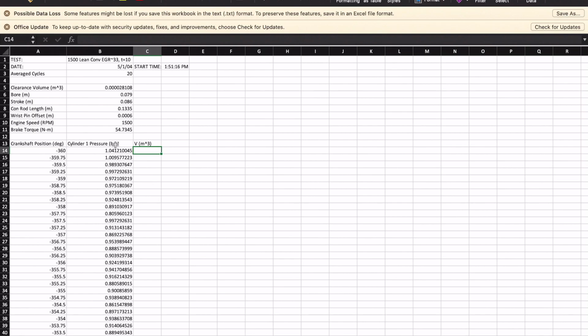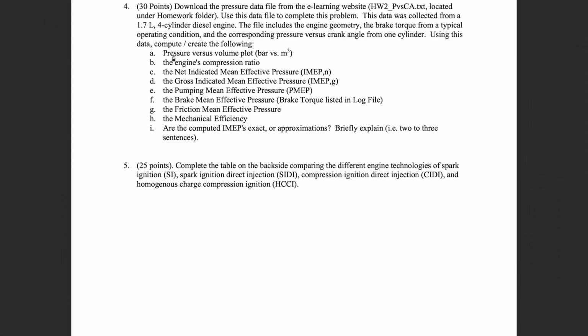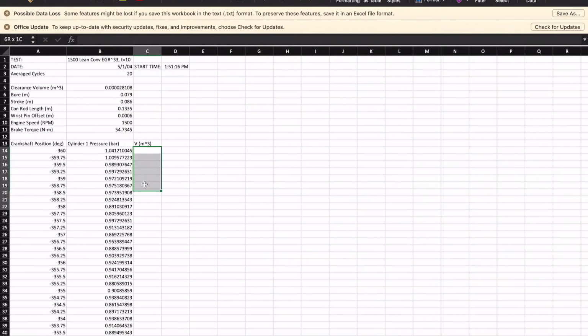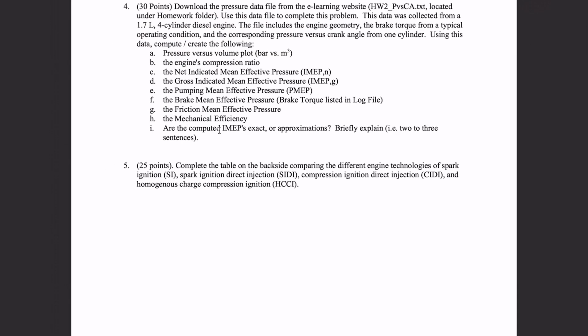So then, of course, once you have pressure and volume, now you can complete part A, which is just the pressure versus volume plot. Part B is the engine's compression ratio, right? That's just the maximum volume divided by the minimum volume. And again, you're going to want to use the data that you calculate in the spreadsheet. And so you can just use the max-min function. If you're using Excel, for example, you can just find the maximum volume that's calculated in this column and then divided by the minimum volume that's also calculated in this column, which will be the same as the clearance volume. The clearance volume and the minimum volume are the same thing.